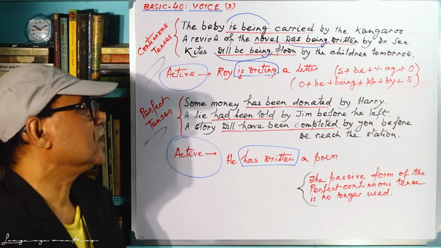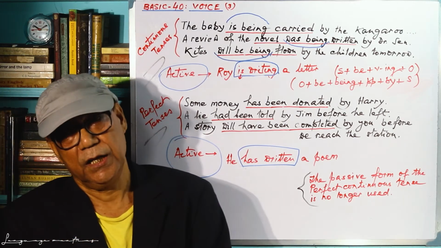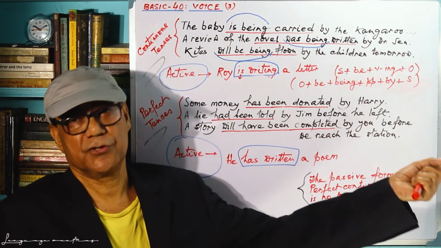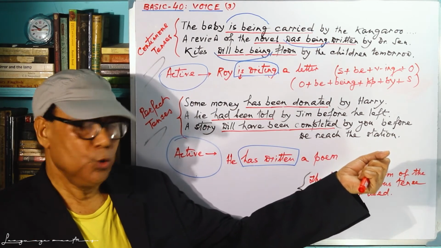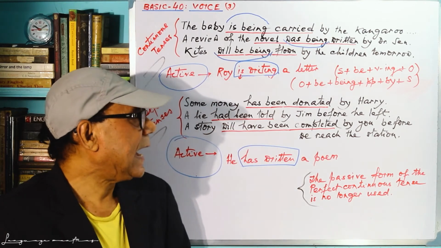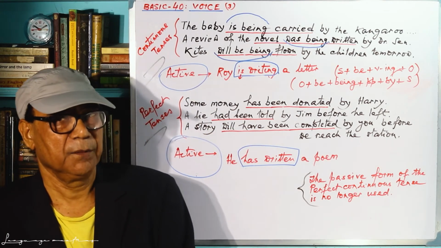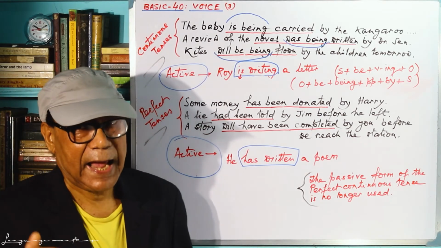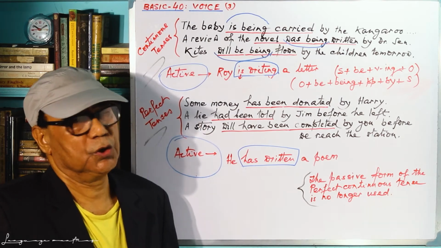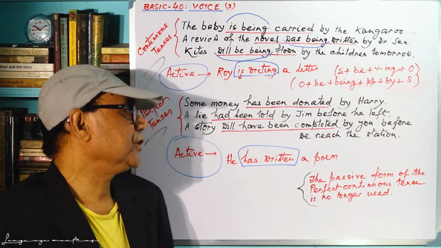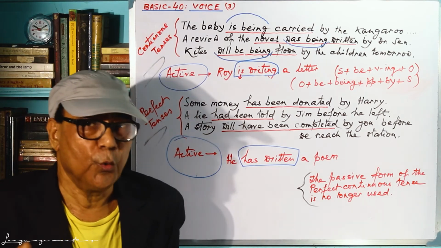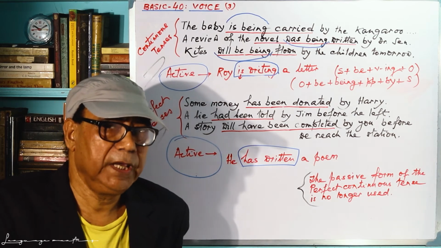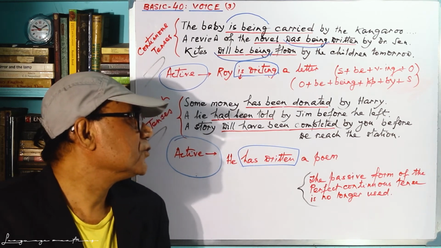But here we have another sentence. A story will have been completed by you before we reach the station. That means you will have completed a story before we reach the station. So simple. A story will have been completed by you before we reach the station. That means you will have completed a story before we reach the station.